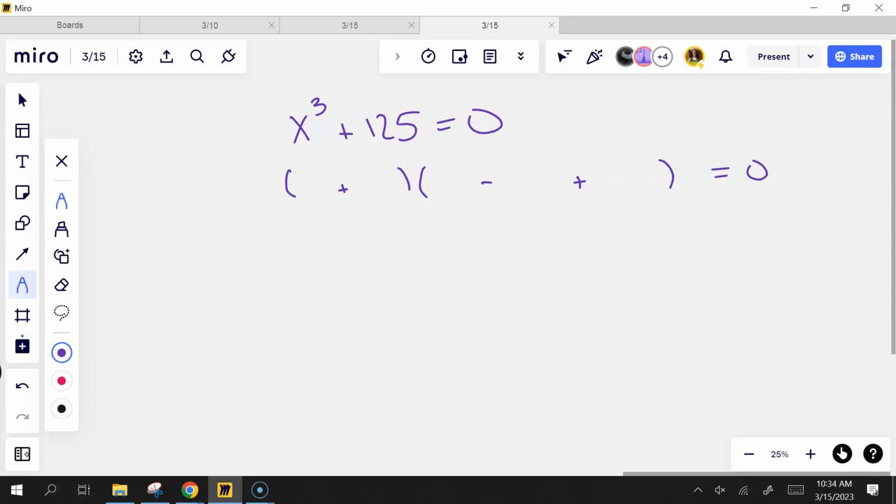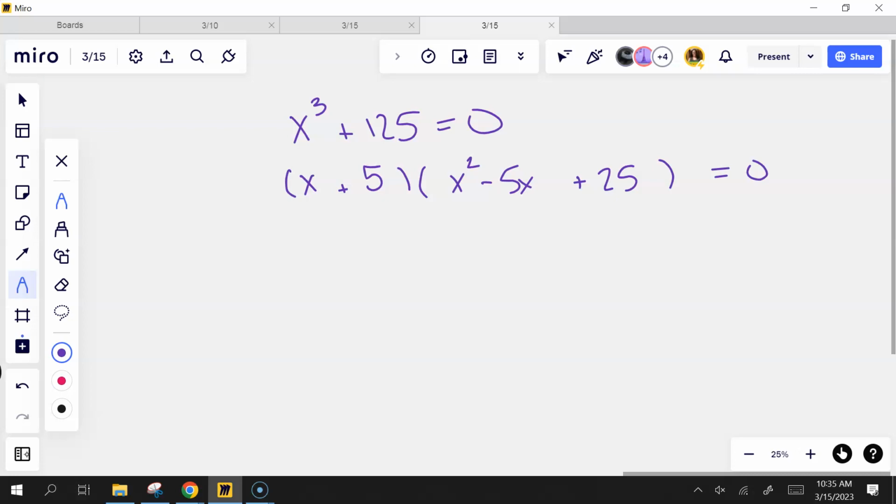What times itself 3 times gives you x cubed? X. What times itself 3 times gives you 125? Charlie, what times itself 3 times gives you 125? Just start going 1, 2, 3, 4. Square the first and it goes in the first spot: x squared. Put them together in the middle. Square the last in the last spot.